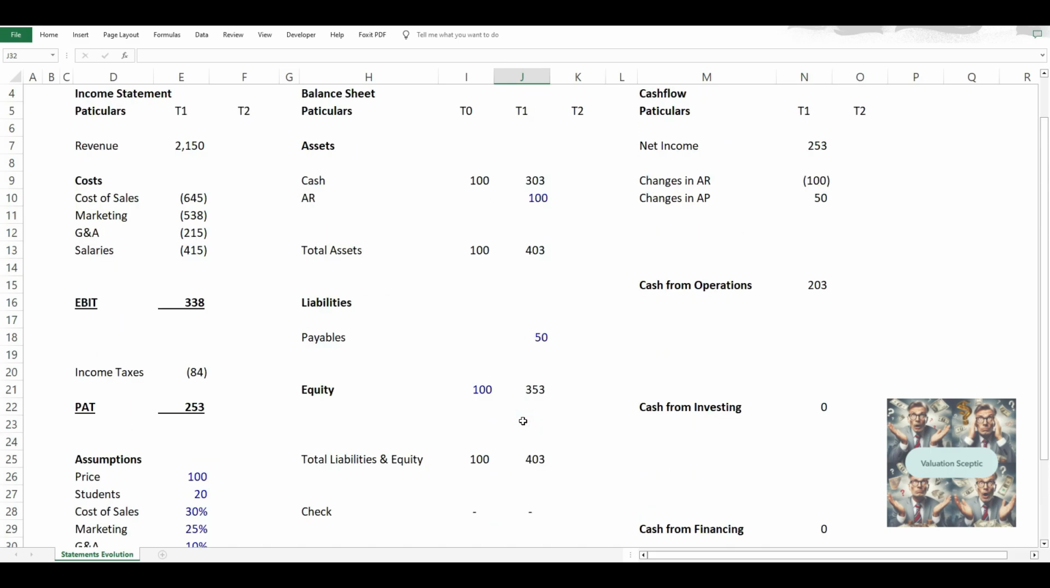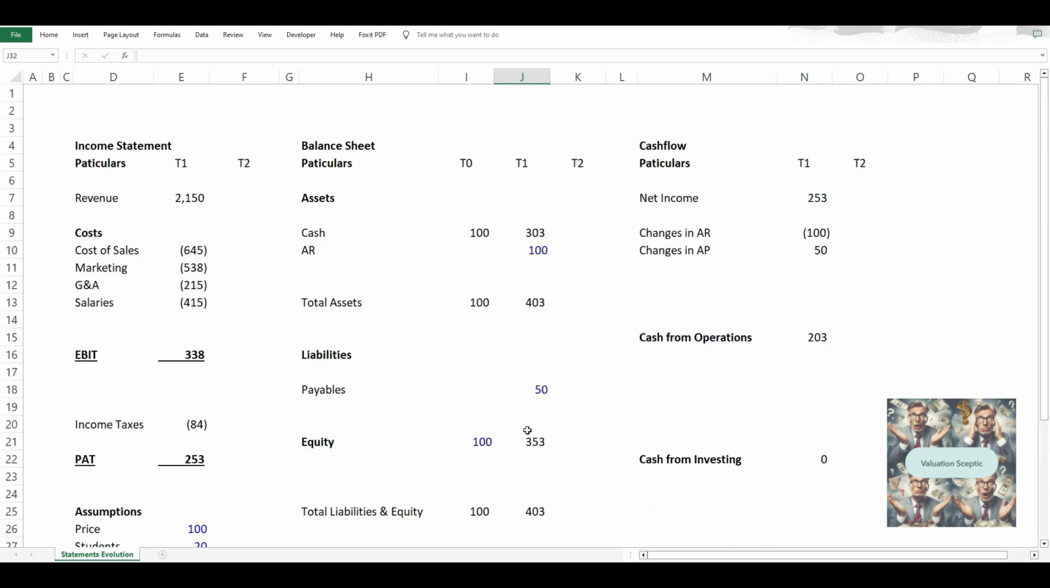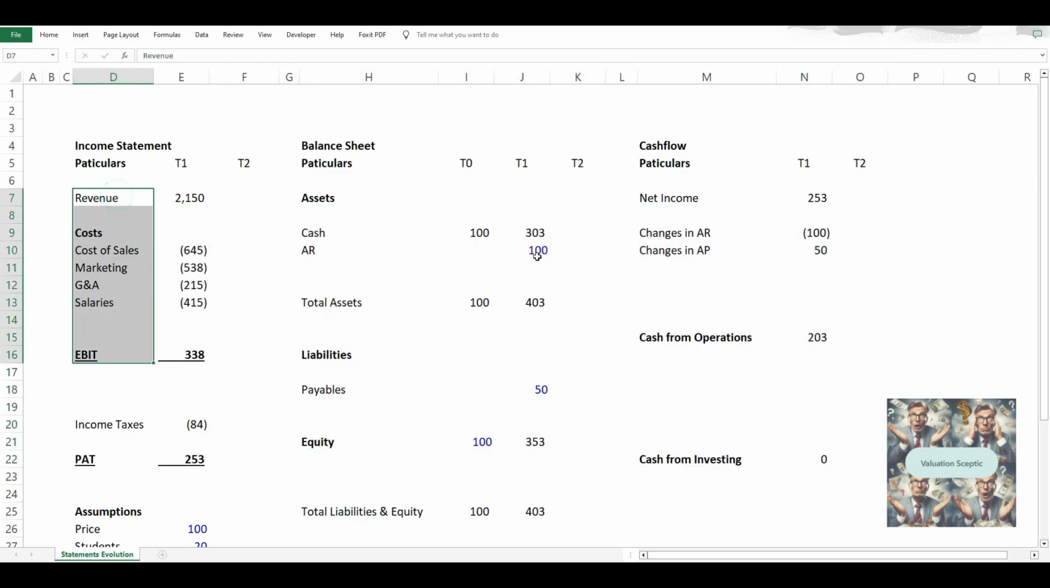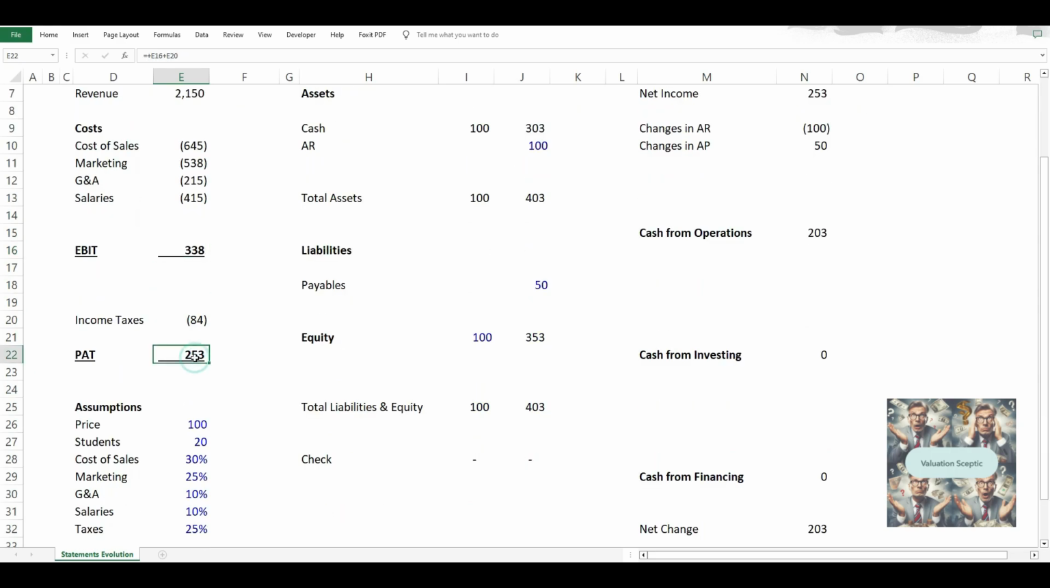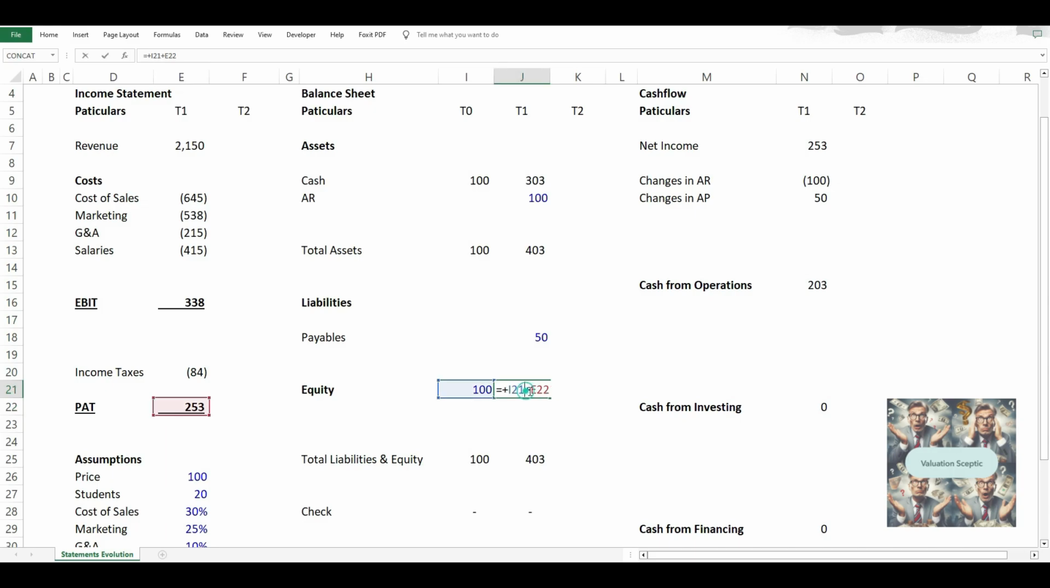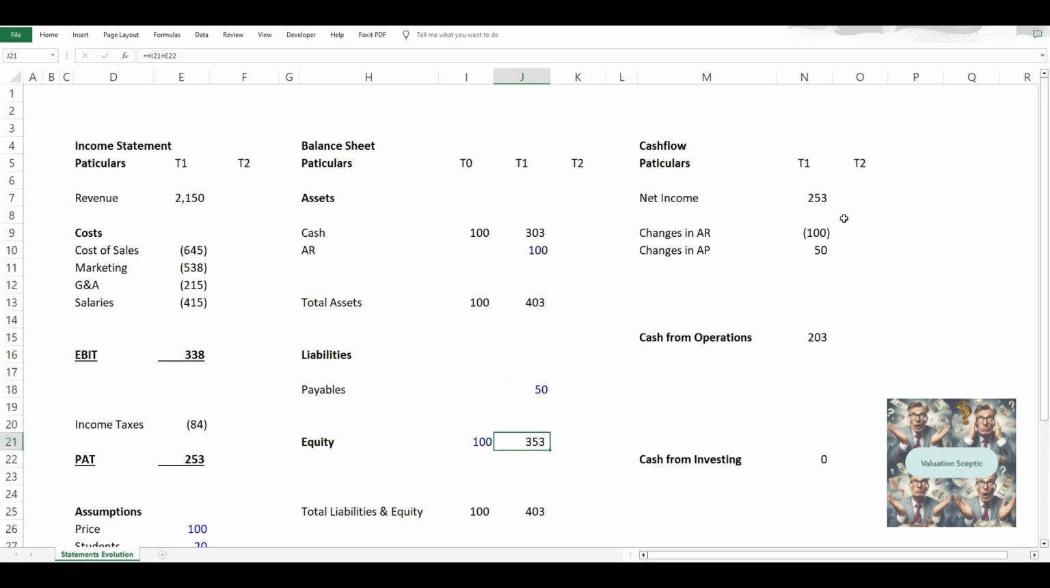One quick way to understand the overall linking is you see the income statement, you see the balance sheet, and you see the cash flow. Increase in expenses leads to an increase in EBIT and post-tax PAT. That PAT is linked with equity. Also, it's the beginning of net income.